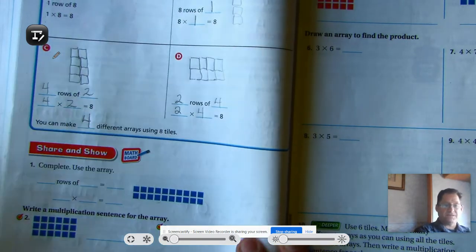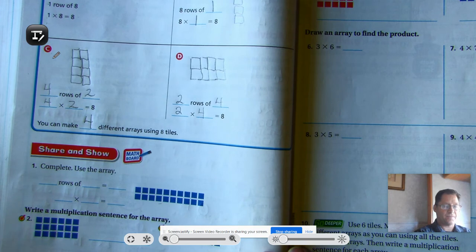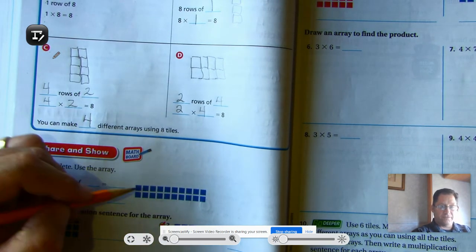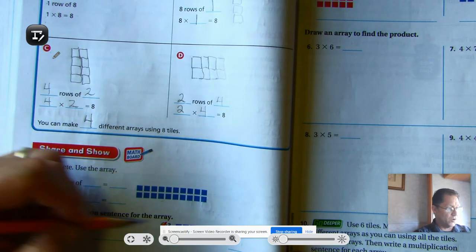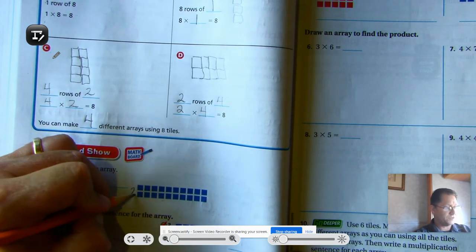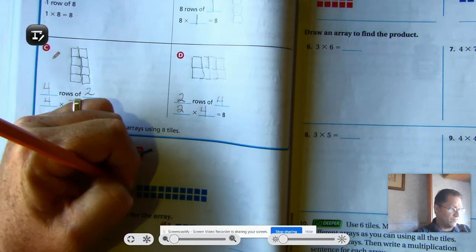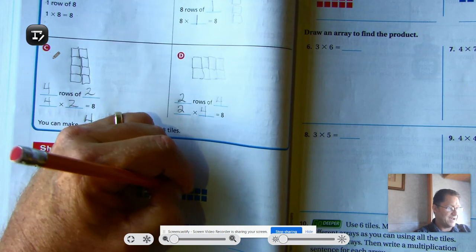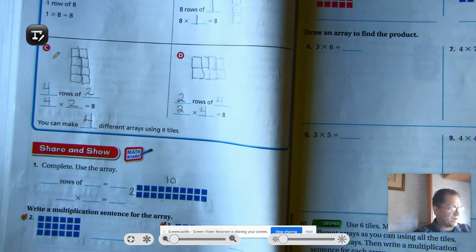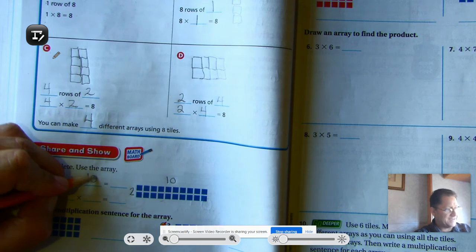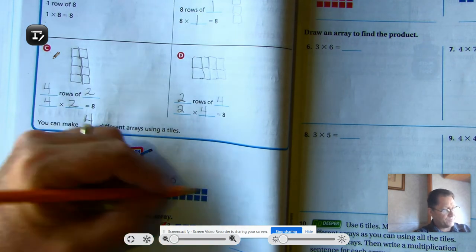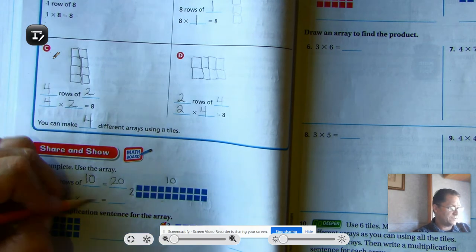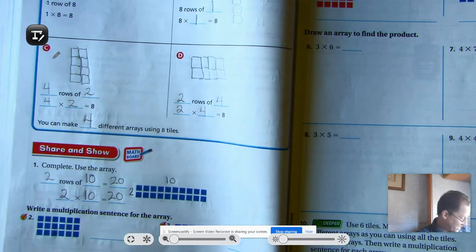So now they give us a picture, and we have to decide what the multiplication problem is. What I like to do on the array is actually just put in the number of rows. So here I have 2 rows, and in each row I have 1, 2, 3, 4, 5, 6, 7, 8, 9, 10. Okay, so I have 2 rows of 10. 10 plus 10 is 20. The multiplication problem would be 2 times 10 is 20.